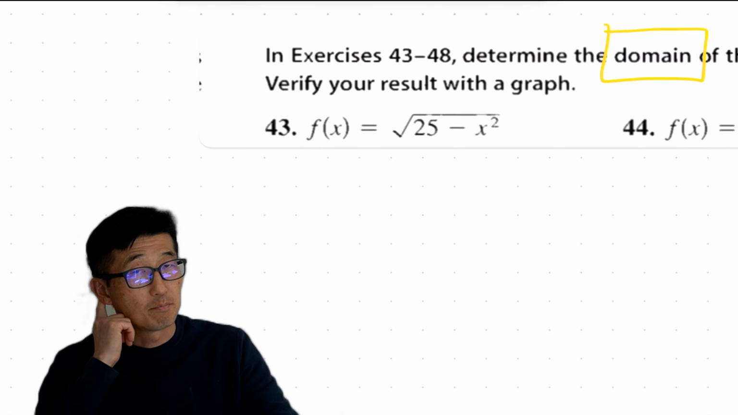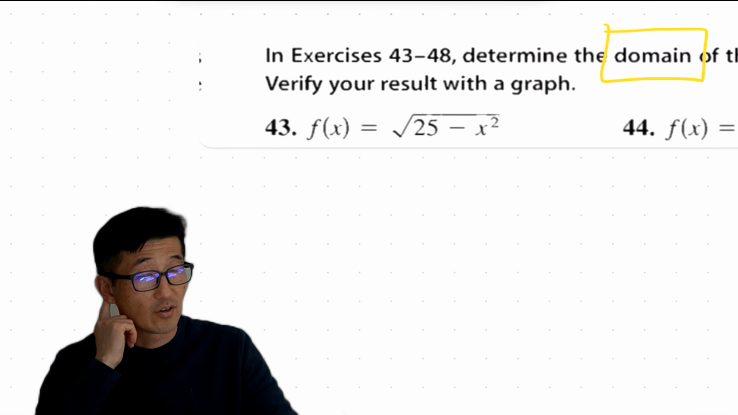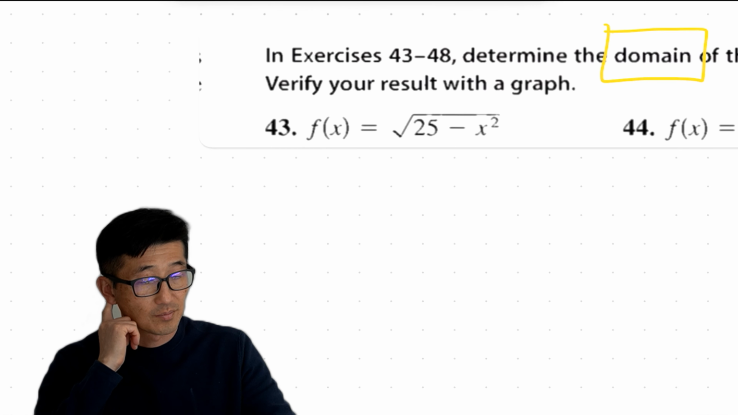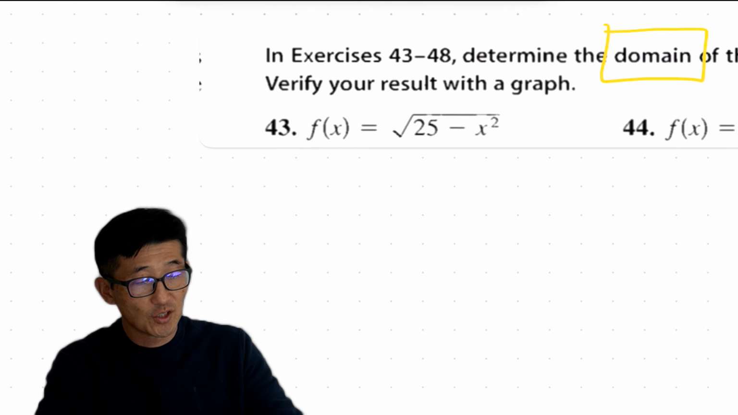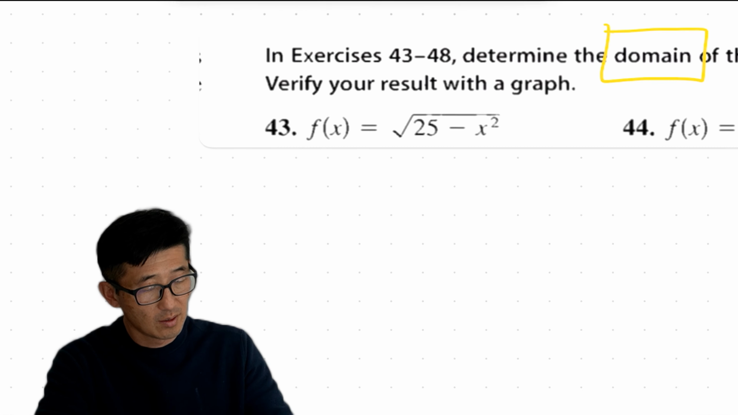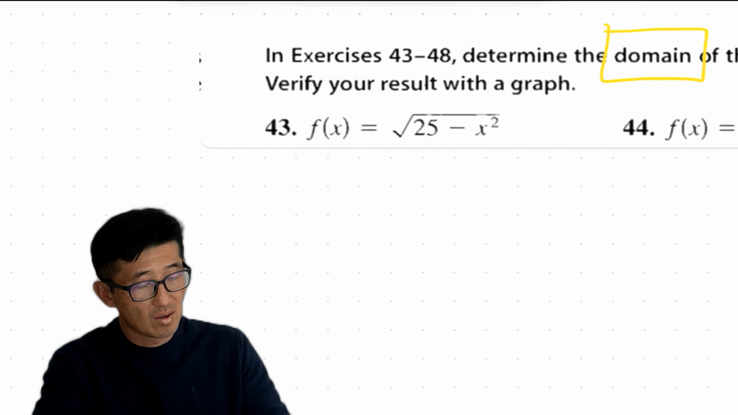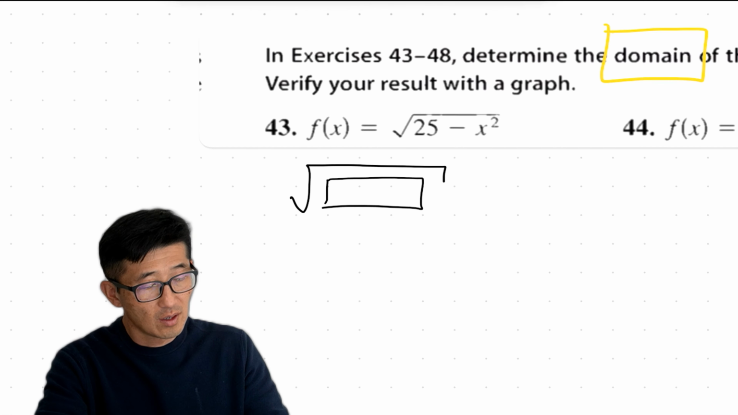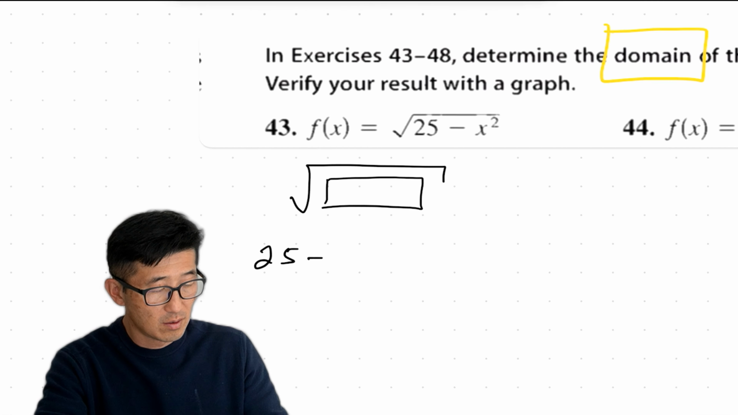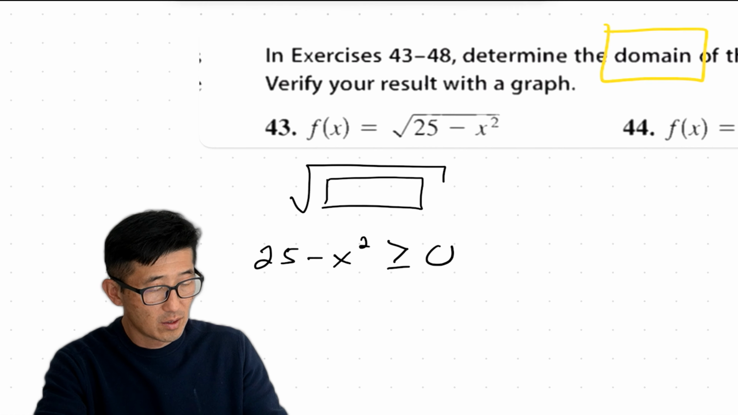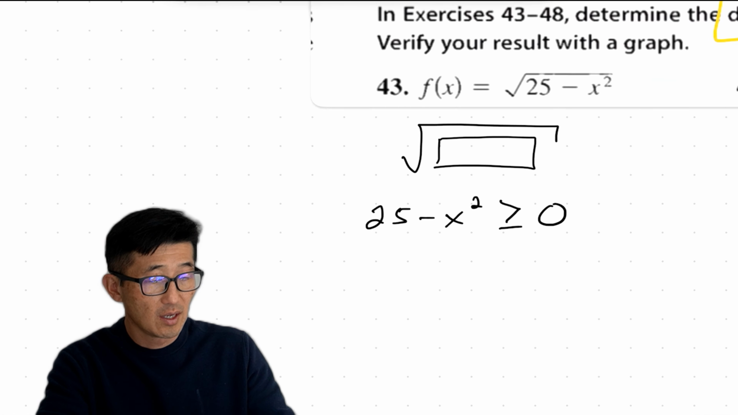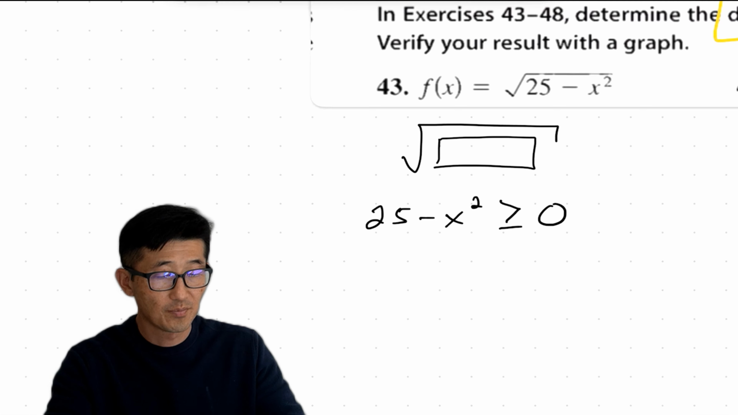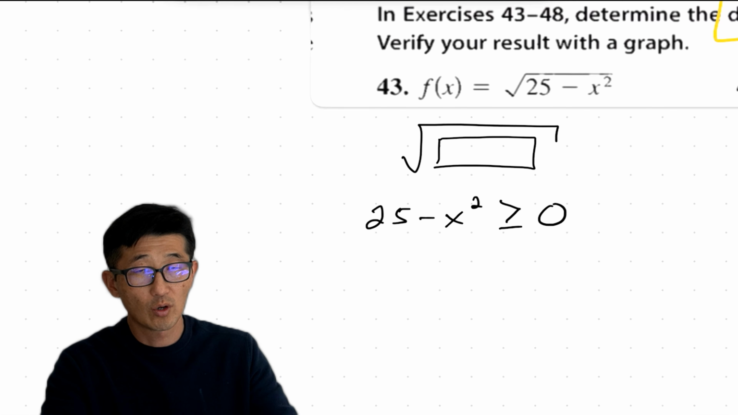You should immediately notice something. All right, what's your first step? It's an even number square root. Take it out of the radical and set it greater than or equal to 0. Yes, greater than or equal to 0. Good. Now this looks like the homework problems that you worked on for inequalities, right? Factoring and solving for inequalities.